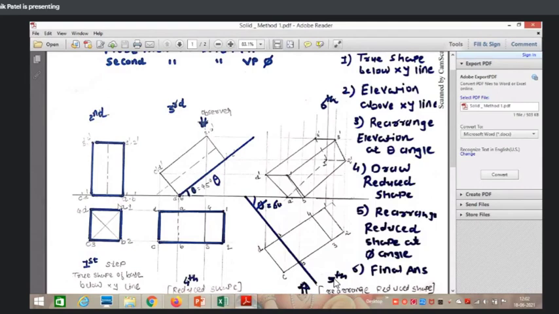Now the second difference is that, for example, where I have drawn the third step, when you draw the reduced shape, you will follow certain steps here. So what is your first step? When you observe the object, always the outer points should be connected by solid lines here.